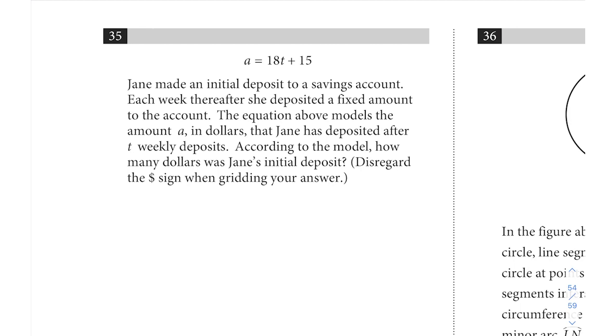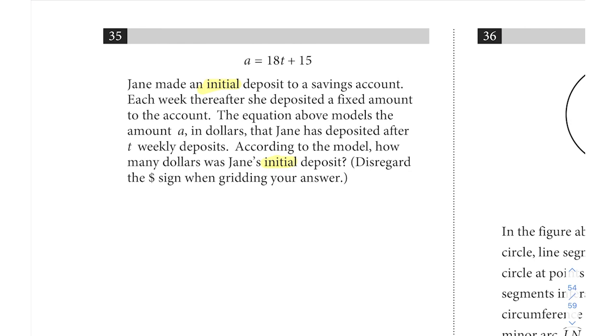Questions 35 and 36. For 35, they give us an equation and say Jane made an initial deposit to a savings account. Each week thereafter, she deposited a fixed amount to the account. The equation above models the amount A in dollars that Jane has deposited after T weekly deposits. According to the model, how many dollars was Jane's initial deposit?